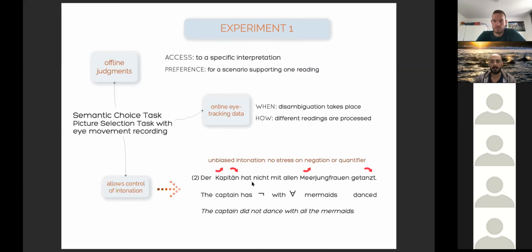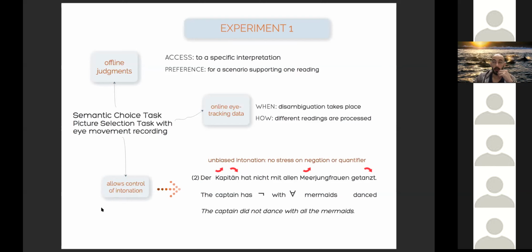Der Kapitän hat nicht mit allen Meerjungfrauen getanzt. So the captain has not with all the mermaids danced. So the captain did not dance with all the mermaids. And we use this prepositional phrase with "not" to have nicht and allen occurring one after the other, okay? In order to be sure that they would not interpret "not all" as a single quantifier, okay?